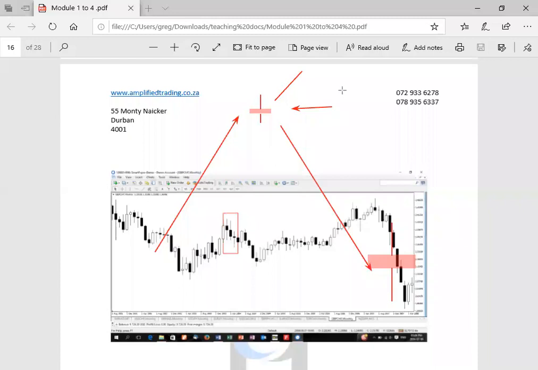Similar to the Doji. The Doji is like this. Let me explain it and also show it to you guys visually. I like to make visual examples. Okay, so the Doji will be something along these lines.